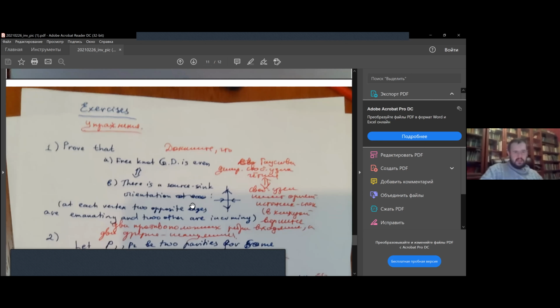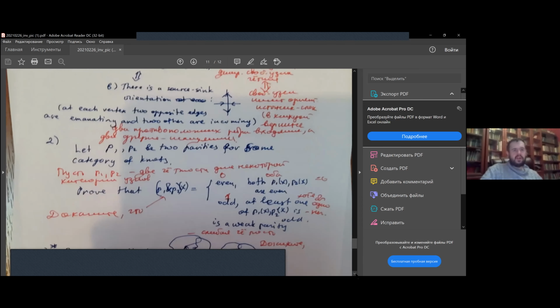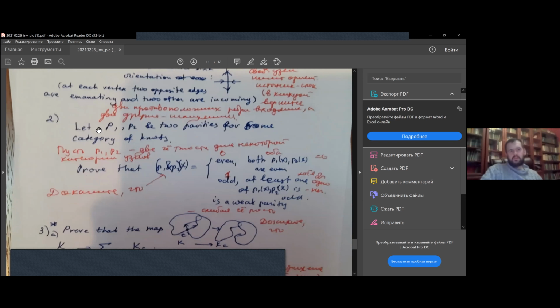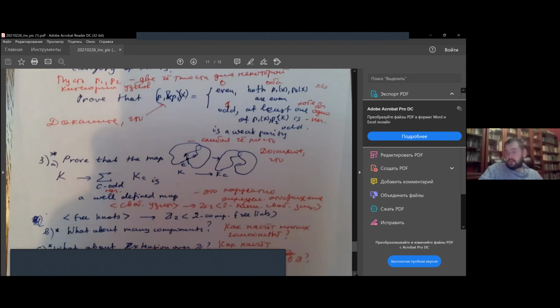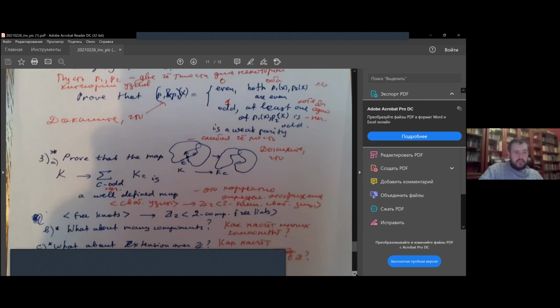So exercise 2 deals with just checking parity axioms: if we have two parities, then the total parity is even if both are even, and odd otherwise. This satisfies weak parity axioms. Проверьте, что вот такая общая четность, которая четная, если оба четные, и нечетная, если хотя бы один нечетный, удовлетворяет аксиоме слабой четности, а не обычной четности.